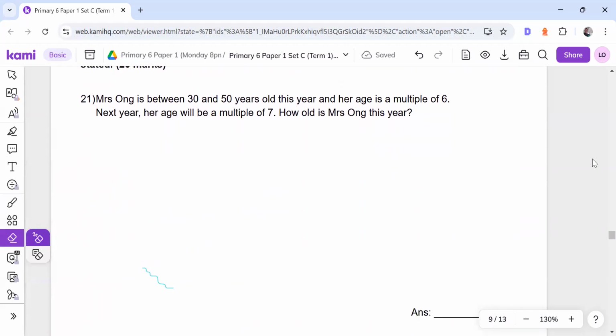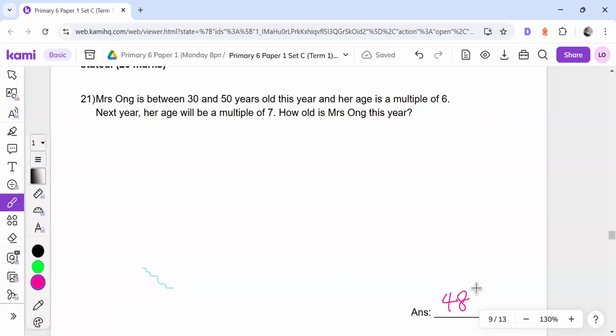Okay, now question 21. What's the answer? Your answer is 48. Okay, 48. Okay, now this one can be hard, can be easy, but I think it's easy because why is it easy? All right. Now, primary four, okay, we are talking about primary four lessons.